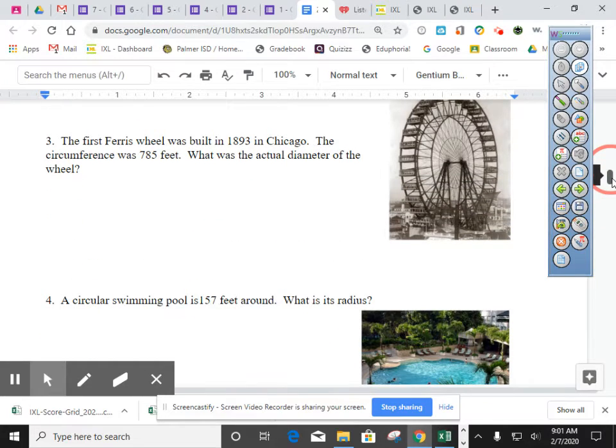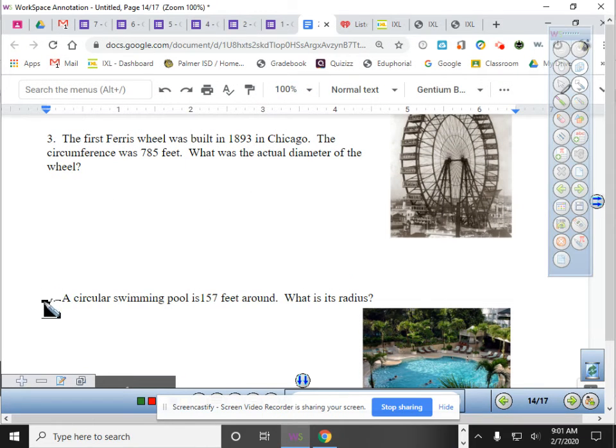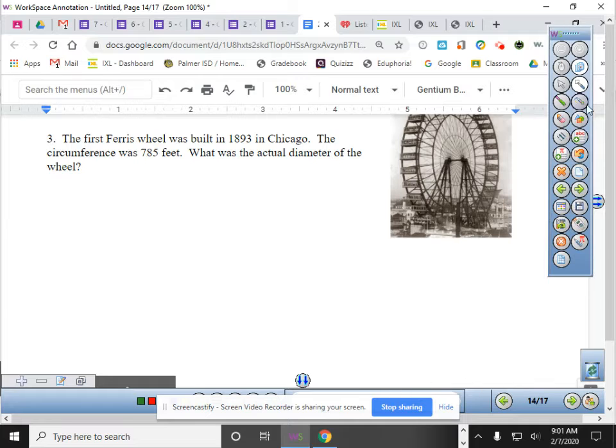We're gonna go to number 3. The first Ferris wheel was built in 1893 in Chicago. The circumference was 785 feet. What was the actual diameter of the wheel? So we're gonna write C equals what? Pi d.